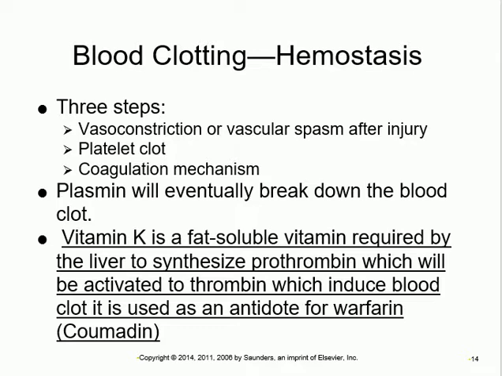Hemostasis. Hemo means bleeding or blood. Stasis means to stop. So hemostasis is how we stop the bleeding. If you are bleeding, how do you stop it? It usually goes in three steps. Number one, the blood vessels constrict. Number two, platelets come and temporarily seal the injured part. And then the coagulation is going to occur. I will call it like this.